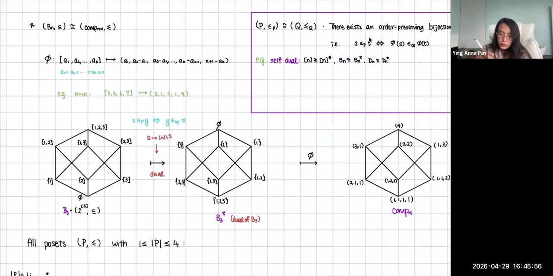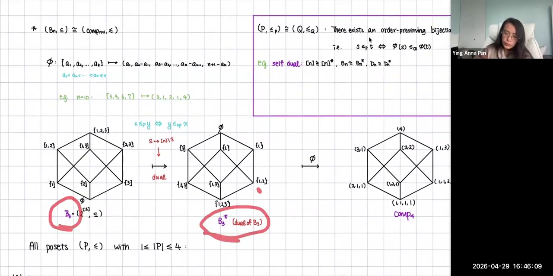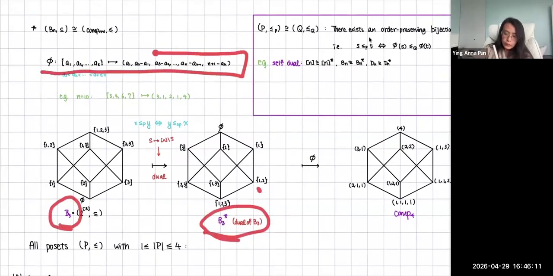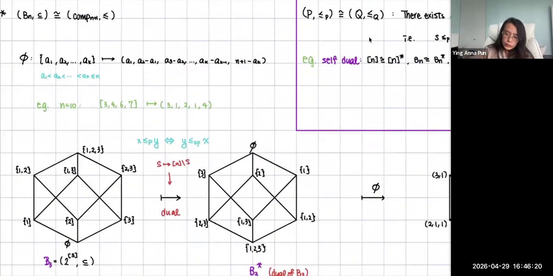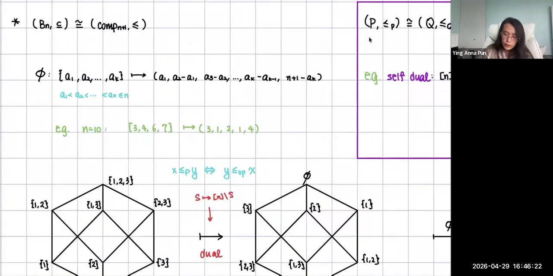Okay, so to prove that Bn and composition have exactly the same Hasse diagram, the way to prove it is just say that B is self-dual, and then from the dual you use this famous map in composition, meaning that if you give me a set, I can give you a composition. If you give me a composition, I can give you back the set. And the way to do it is very simple. So for example, you have to tell me the n. So for example, n is equal to 10. You give me a set.